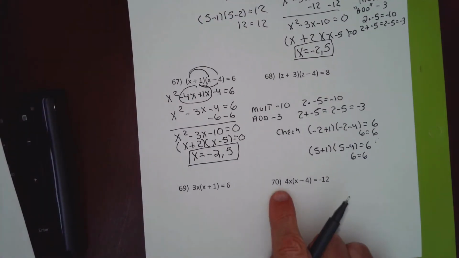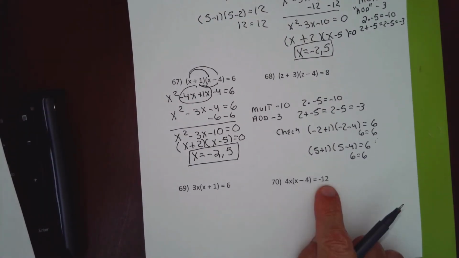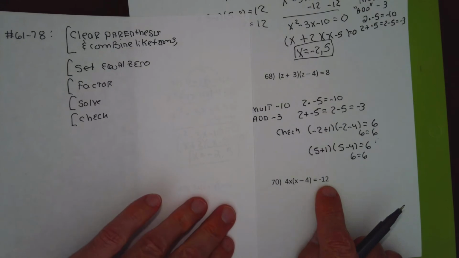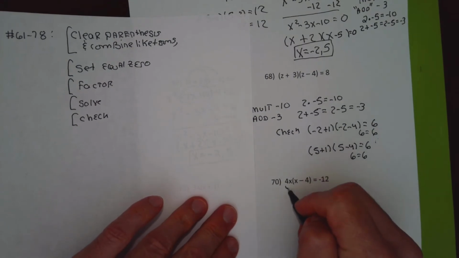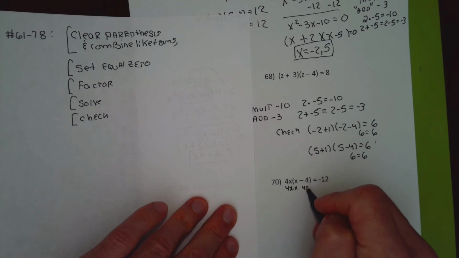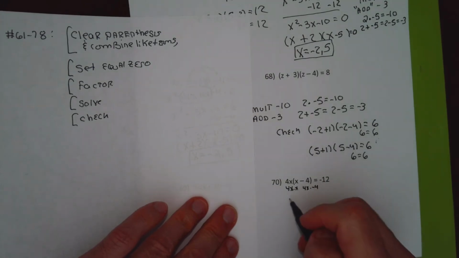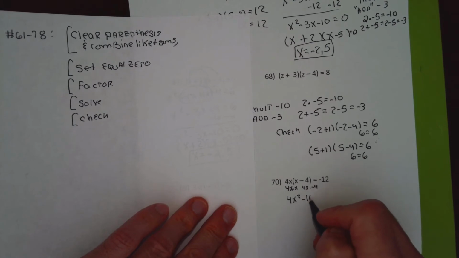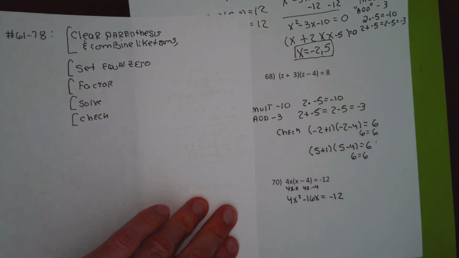70, the answer isn't going to be 0 and 4. If the right side was 0, the answer would be 0 and 4. But the right side isn't 0, so I need to go through the steps. I'm going to clear the parentheses on the left-hand side by multiplying 4x times x and 4x times minus 4. The 4x times x is 4x squared. The 4x times minus 4 is minus 16x. That's clearing my parentheses. There's no like terms to combine.